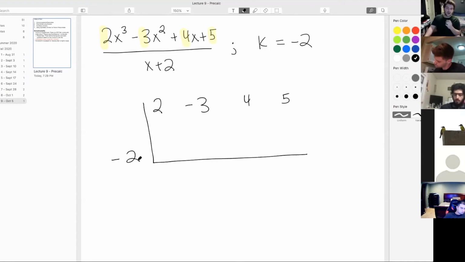Okay, and now here's the setup, and now we can start the set of steps. So first thing to be done is you bring this number down. Bring it down. It's 2, put an arrow, and then put 2 in this bottom row. Now do 2 times -2. That's -4, and you put that right here.